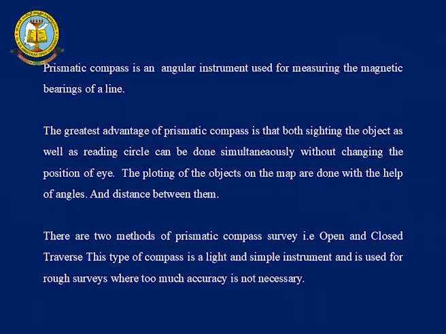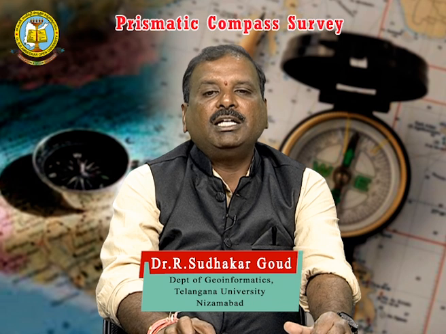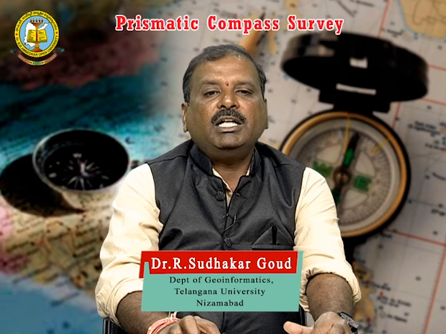This type of compass is a light and simple instrument and is used for rough surveys where too much accuracy is not necessary. Now, the conclusion is that with its portability, ease of use and ability to measure the whole circle bearing, prismatic compass surveys are essential for field surveys, especially in remote and challenging terrains. While modern technologies have introduced advanced surveying instruments, the prismatic compass remains a reliable and straightforward option for many applications. As surveying techniques continue to evolve, the prismatic compass will retain its significance as a foundational tool, providing essential data that supports accurate mapping and land development.